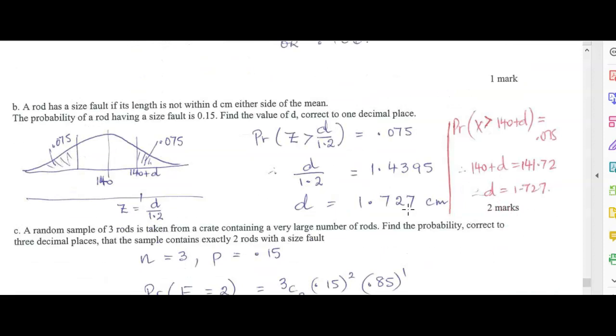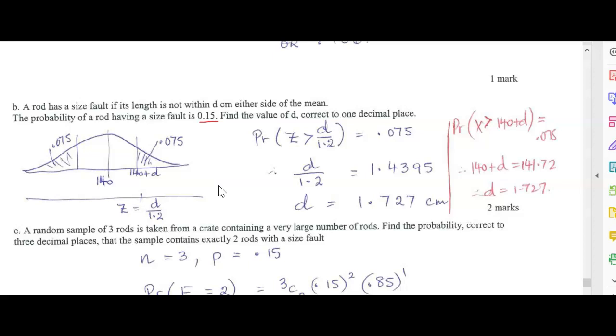A rod has a size fault if its length is not within d centimeters either side of the mean. The probability of a rod having a size fault is 0.15, so that's our probability. Find the value of d correct to 1 decimal place. All right, so this question is quite similar to one of the previous ones we did, where we had to find the mean. This time we've got to find the, it's not really the standard deviation. So we're looking at d centimeters either side of the mean.